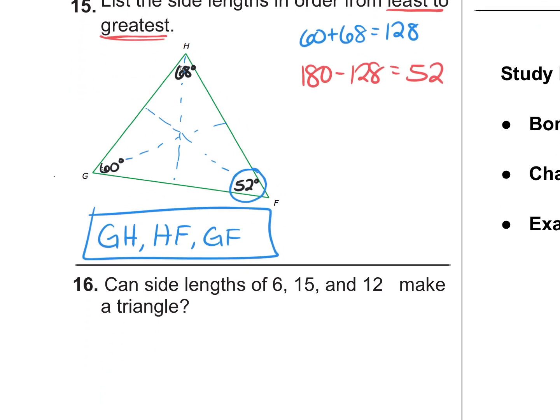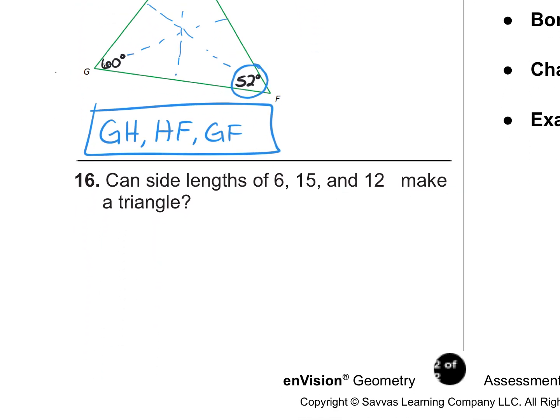All right, number 16, it says, can side lengths of 6, 15, and 12 make a triangle? How do we figure that out? You add the two small sides, you have 6 and 12. What I saw in our homework a lot is we just took the first two numbers. Is that what we want to do? No. What do we want to do? You're going to add the two smallest numbers. So we take 6 plus 12, which is 18.